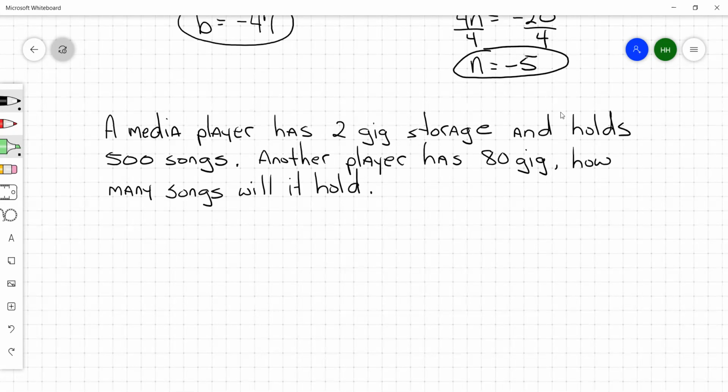All right, so some of you guys know how to figure this out on your own. You've got your own method and it works, and if that's the case, fine, keep using it. I just set up a little proportion. I set up a couple of ratios that go gig to song. All right. That's my proportion.